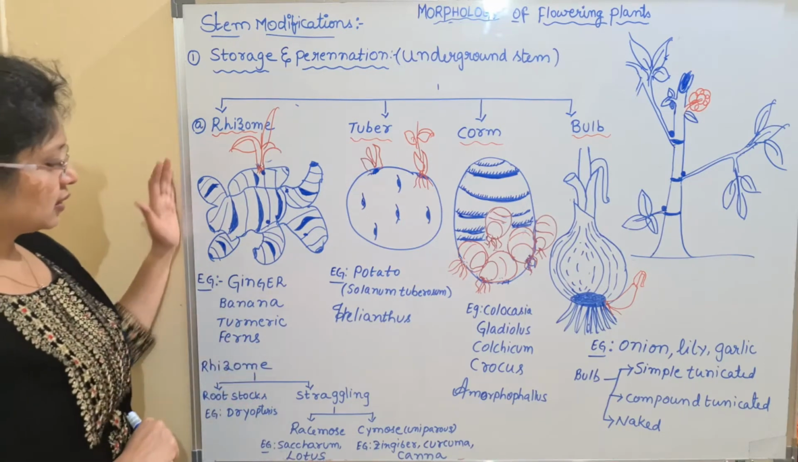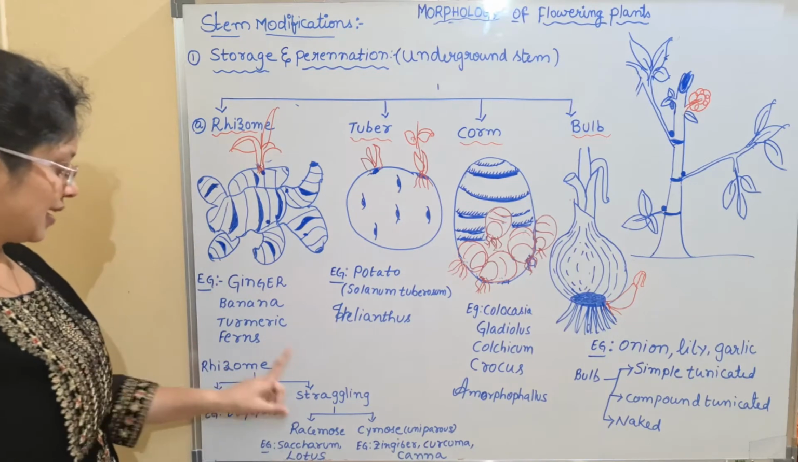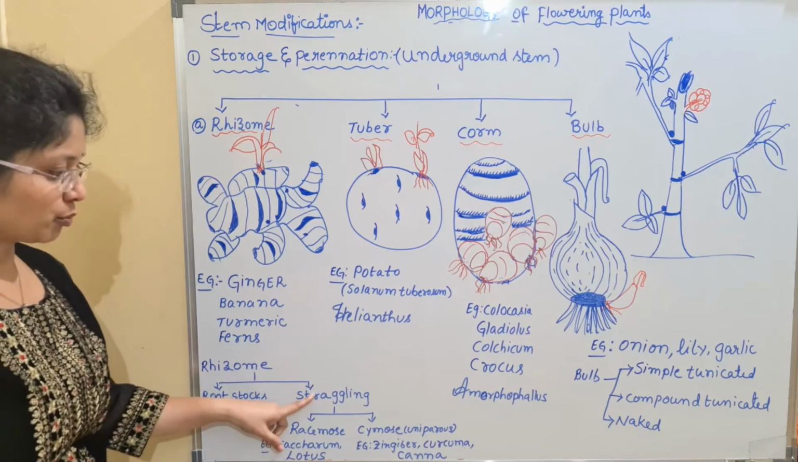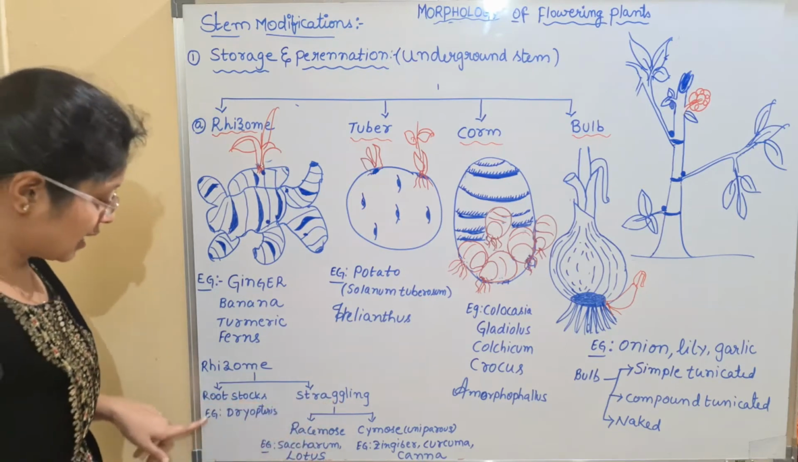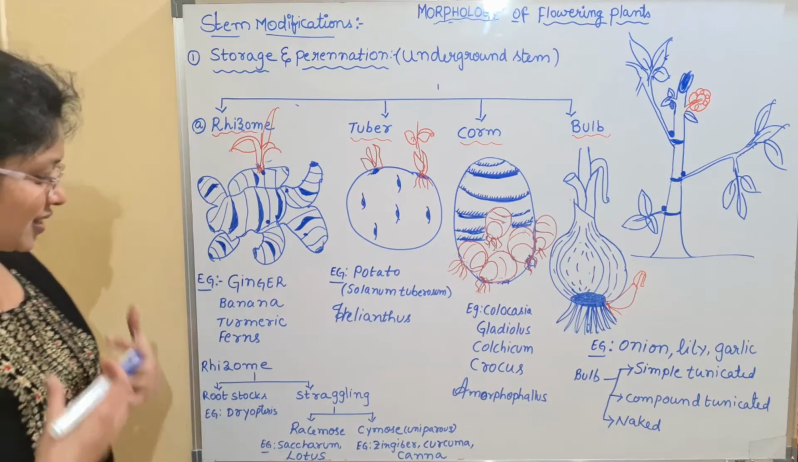Pteridophytes even have the rhizome. So example here it is included. So rhizomes are again divided into two types. One are said to be the rootstocks and the other are said to be the stragglers or straggling. And here, mainly, how do you distinguish these rhizomes?